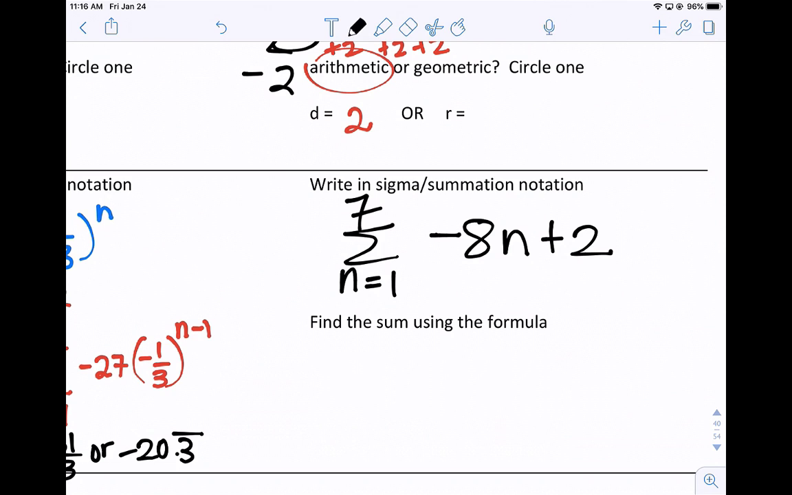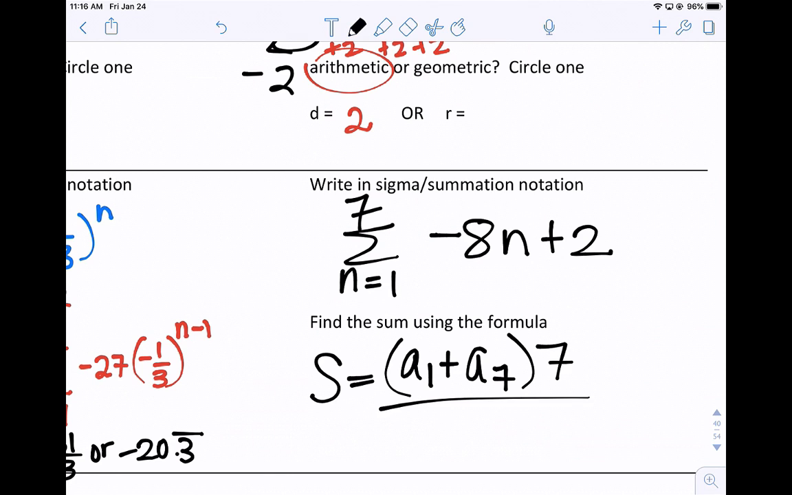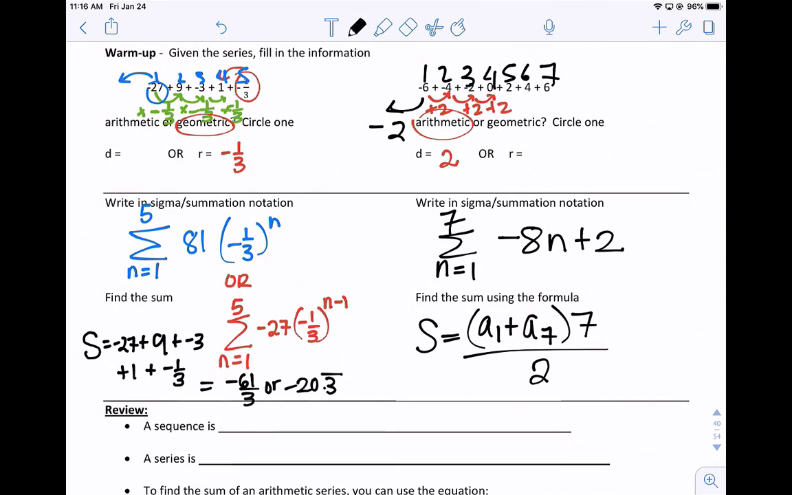Write the sum using the formula. So this is what we looked at yesterday. If you have the sum of an arithmetic sequence, it is the first term plus the last term, in this case it's the 7th term, multiplied by the number of terms, and here there's 7 terms, divided by 2. So we don't double count.